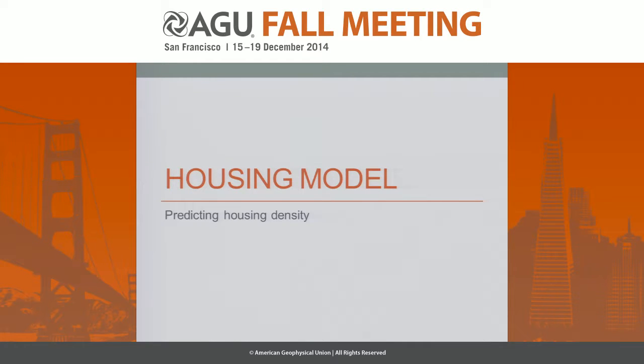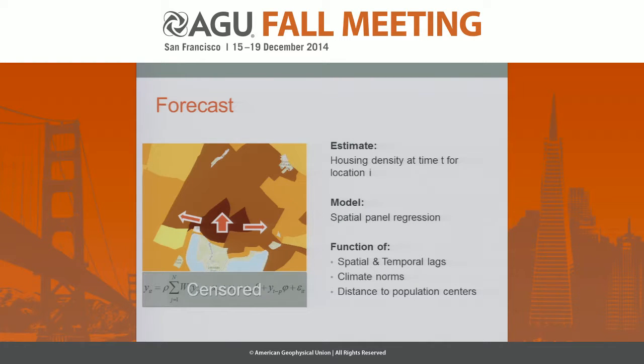For the housing model, the idea is essentially to predict housing density from 2000 to 2050. This is done using a spatial panel regression model, an autoregressive panel econometrics model. So we're saying that the housing density of a particular location is determined by what it was in the previous period, which makes a lot of sense. But we're also saying that there are spatial spillovers, and that adjacent tracts can influence the densities of any particular location in the next period.